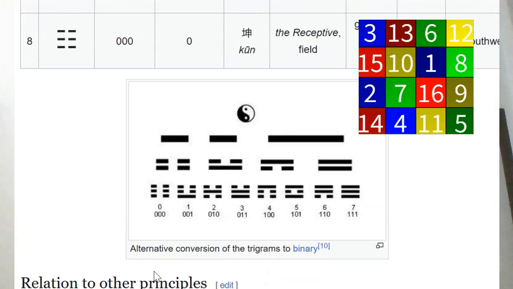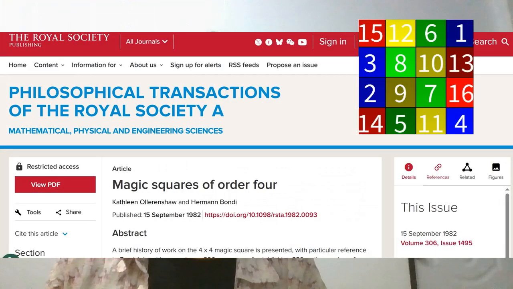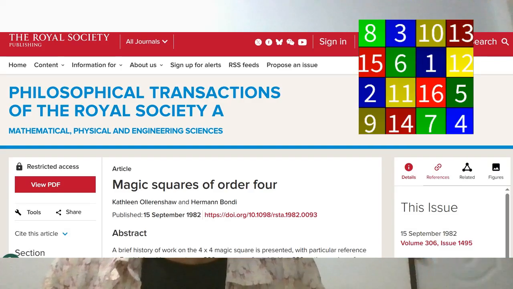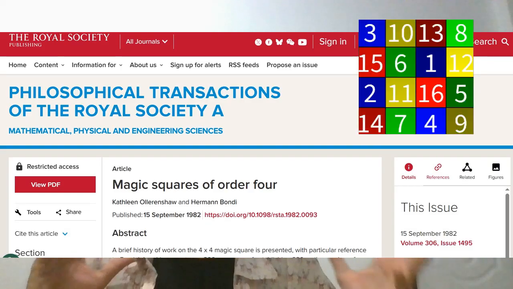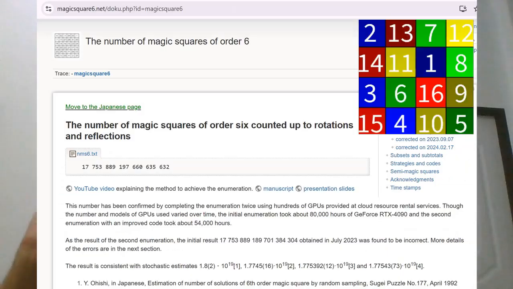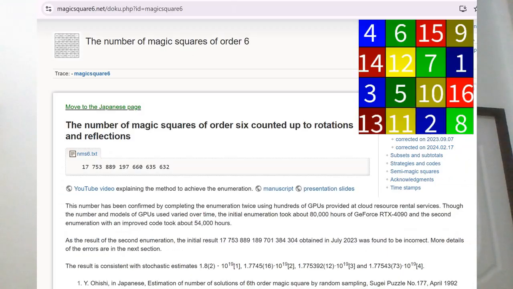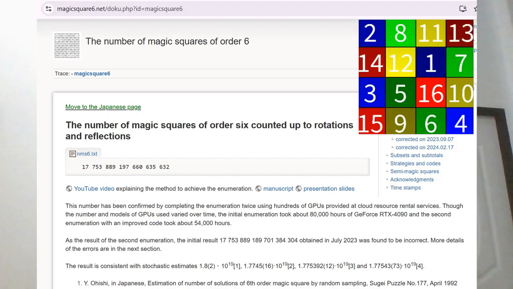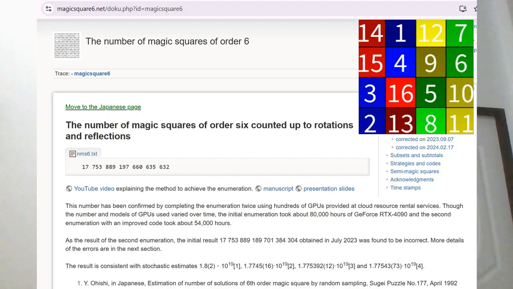This is fascinating because this is a modern computer science technique, and the paper ChatGPT gave was from 1982 from the Royal Society, and that was for the 4x4. The 6x6, that big number I said at the beginning, was only found in 2024, last year as I'm saying this, and it was done through searching. It had to be searched exhaustively. So we still don't have a complete understanding of magic squares at all.